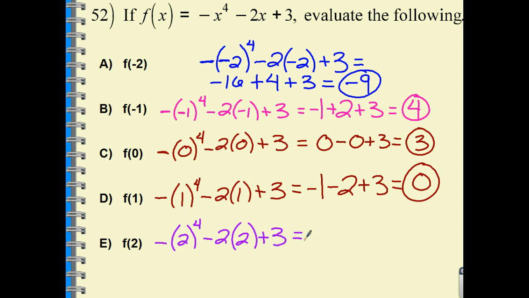Two to the 4th power is 16. 16 multiplied by the negative on the outside. So we have -16. -2 times +2 is -4. And then we have our plus 3. All right, -16 minus 4 is -20. -20 plus 3, -17. Final answer, and that is the final problem for this page.